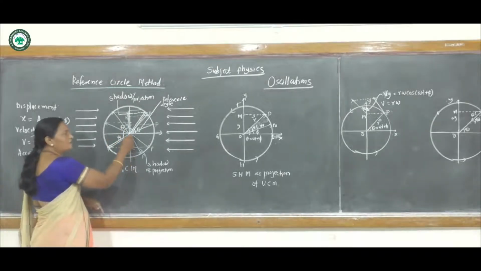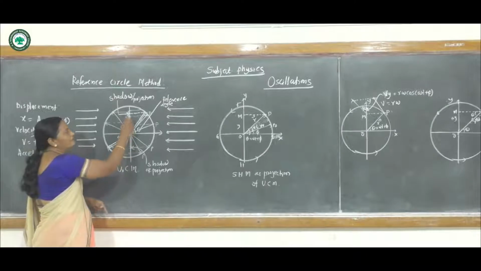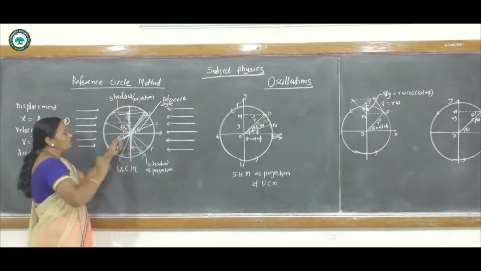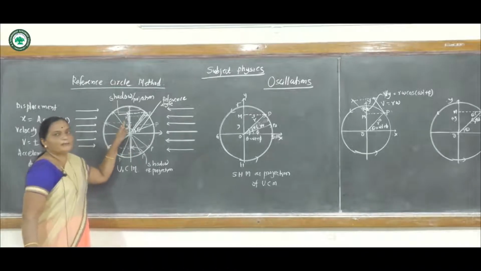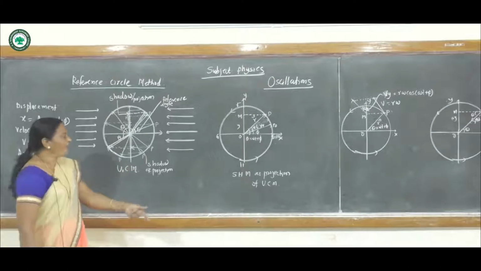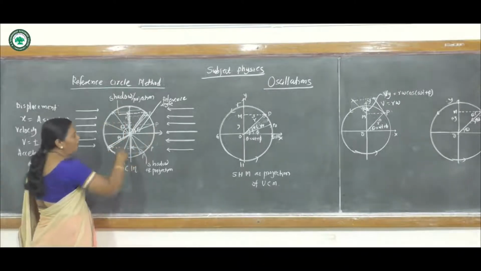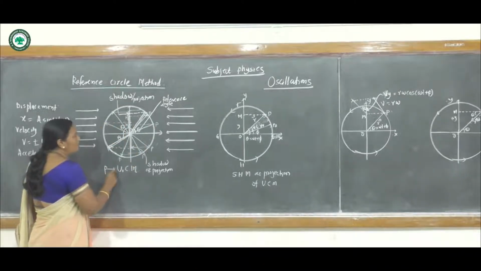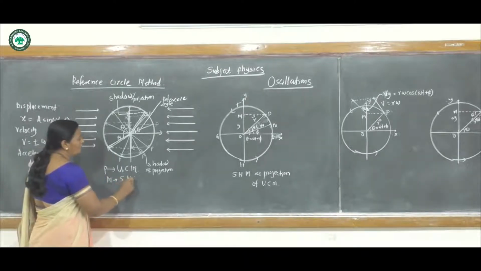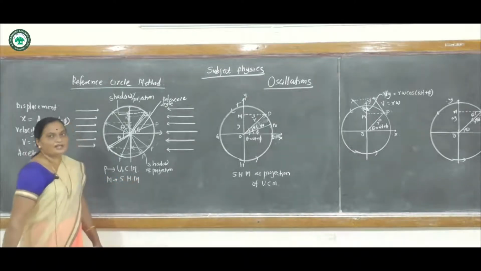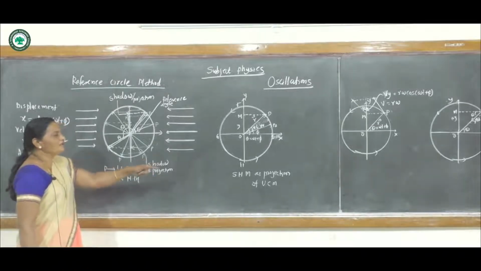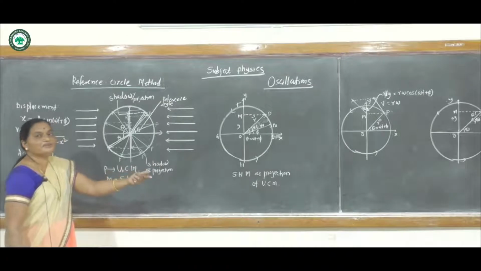The motion of the particle is oscillatory. Suppose this is the mean position, and these are the extreme positions, that is the to and fro motion of particle M. Thus in this case the motion of particle P is UCM, and particle M performs simple harmonic motion. Thus we can say that simple harmonic motion is a projection of UCM.